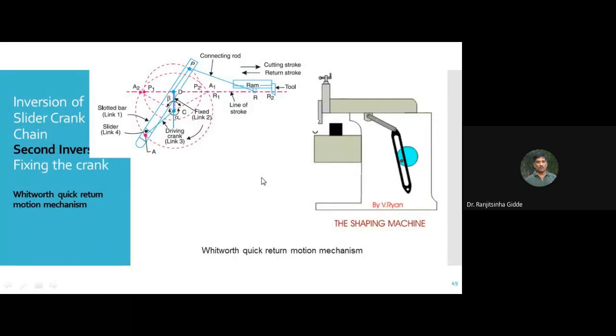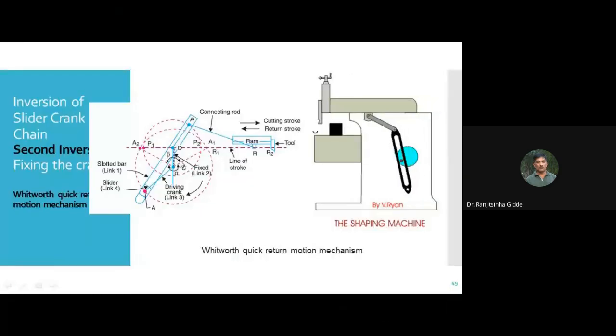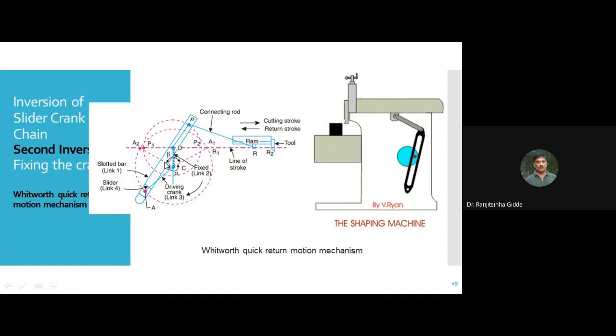Okay. Now let us see this. Here 2 is fixed and this is nothing but the driving crank. Now let us check the links for this inversion of the slider crank, the second inversion. This is the slotted bar, link 1. This is link 2. This is link 3. And this slider is nothing but link 4.